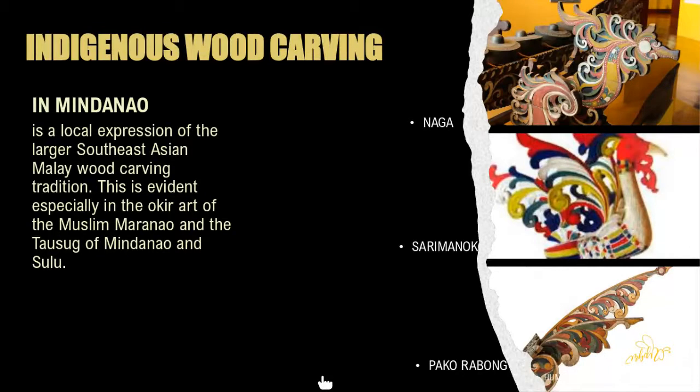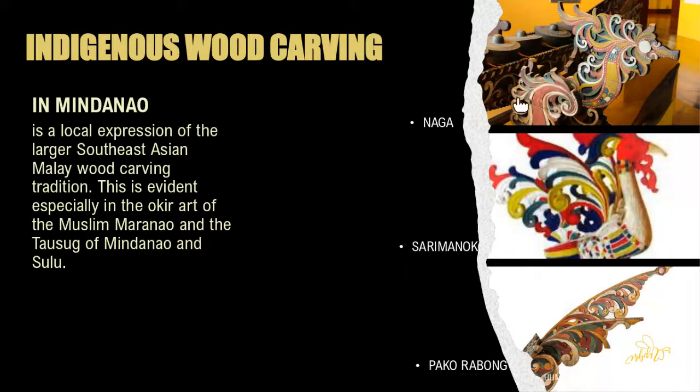Now, what is Okir or Okil? It is the term for rectilinear and curvilinear plant-based designs and folk motifs that can usually be found among the Moro and Lumad peoples of the southern Philippines as well as part of Sabah. So notice here you have the curvilinear there. Okay, so that is the style of the Okir.